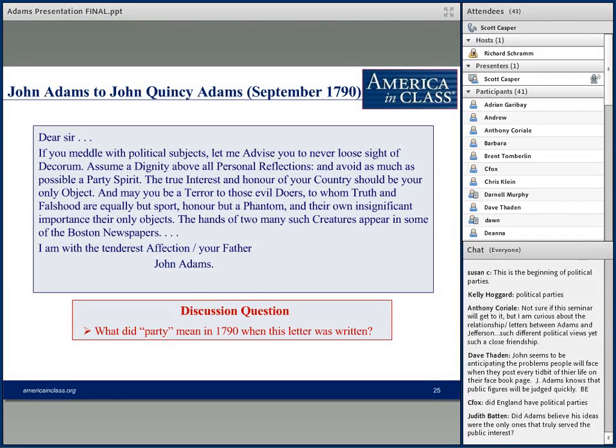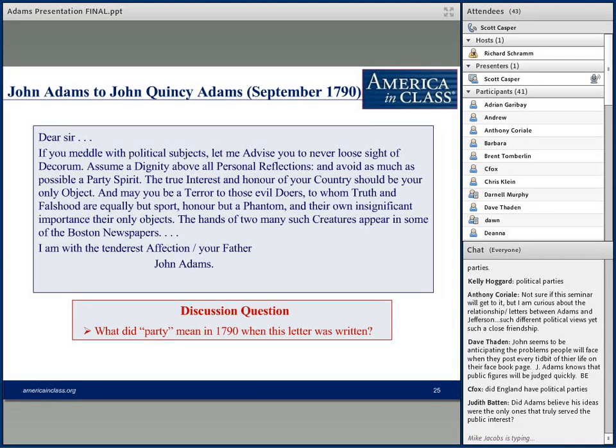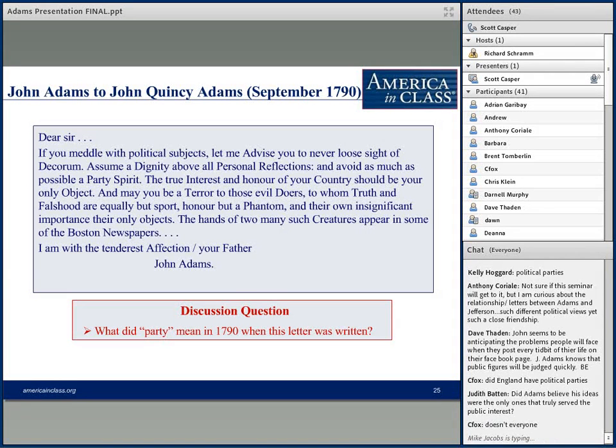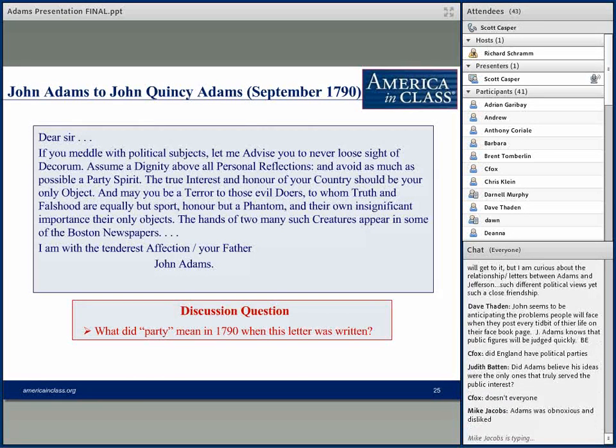Judith Batten asks an interesting question. Did Adams believe his ideas were the only ones that truly served the public interest? Yeah, I think it's fair to say that. I think that each of these, and we have the response, doesn't everyone? I think they did. And I think that Jefferson felt much the same way, that each of them thought that his ideas were in the larger public interest. And so the challenge is, how do you mediate between those? Can you mediate between them?